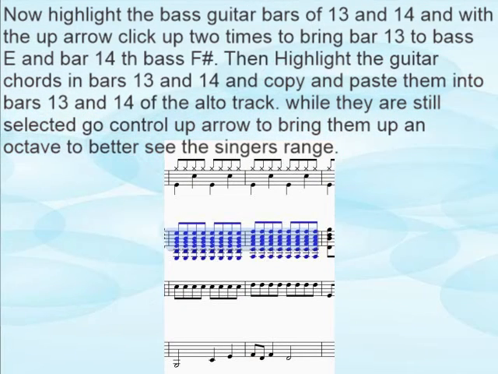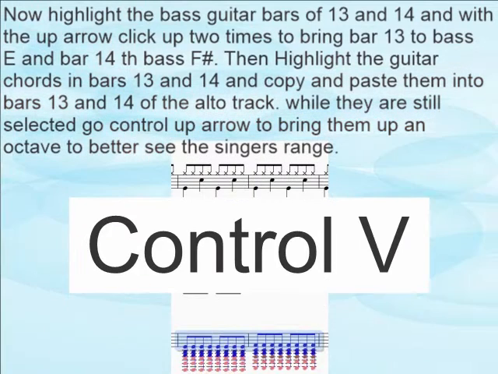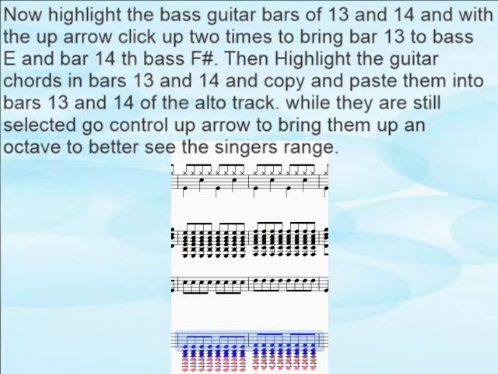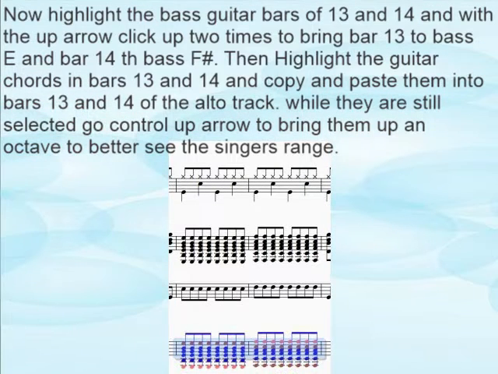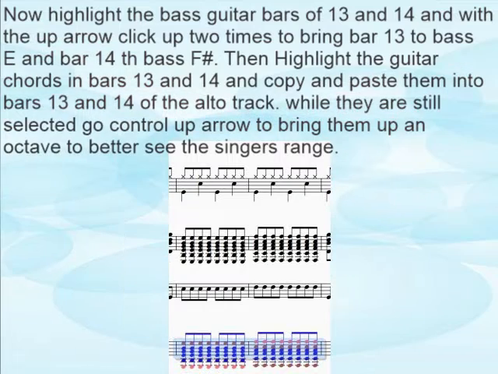Then highlight the guitar chords in bars 13 and 14 and copy and paste them into bars 13 and 14 of the alto track. While they are still selected, go to Control up arrow and bring them up an octave to better see the singer's range.